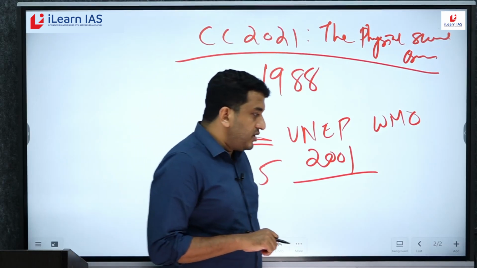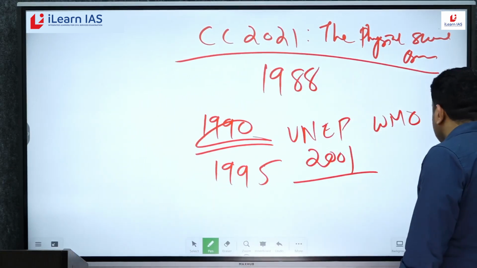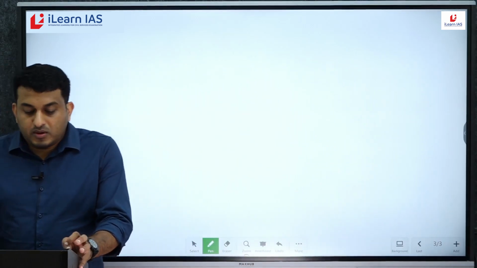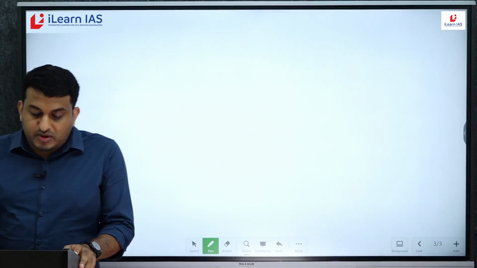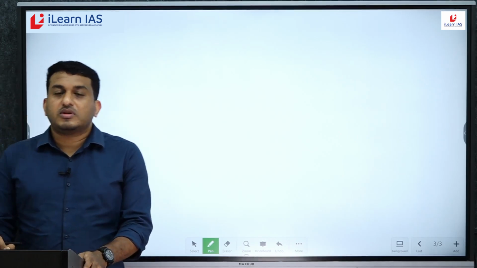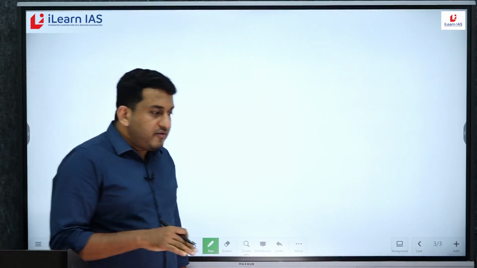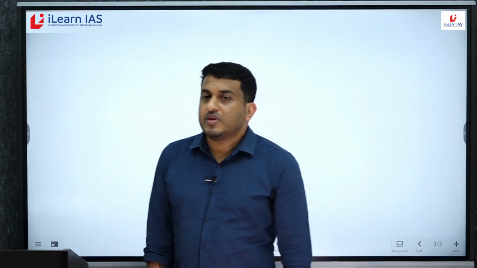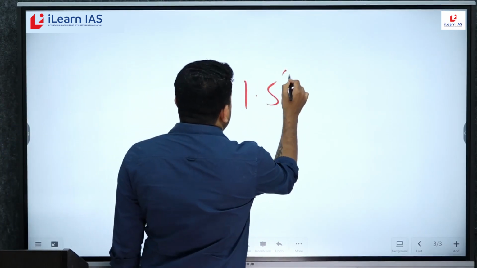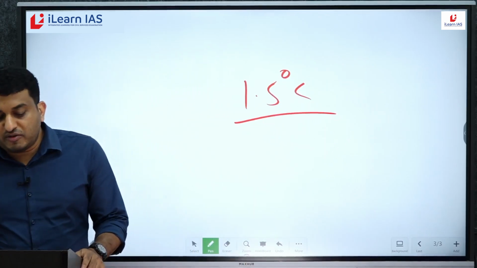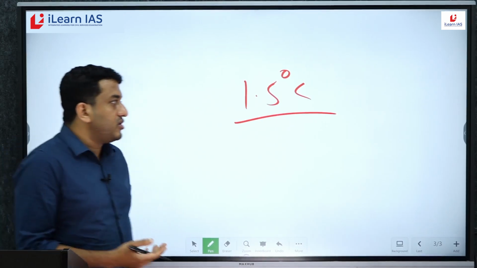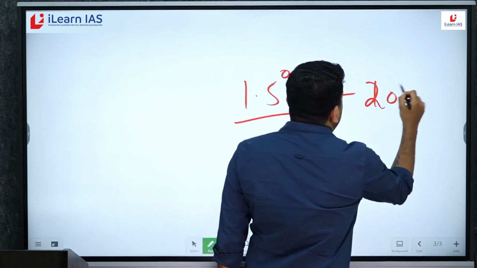Now coming to the key findings of the sixth assessment report, the working group 1 report, Climate Change 2021: The Physical Science Basis. The first and foremost thing this report says is that the average surface temperature of the earth will cross 1.5 degrees Celsius over the pre-industrial level in the next 20 years. That means by 2040.